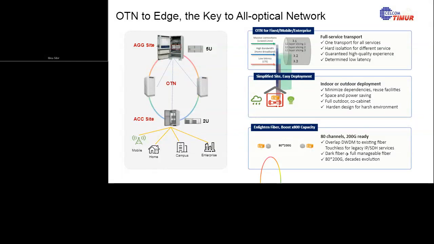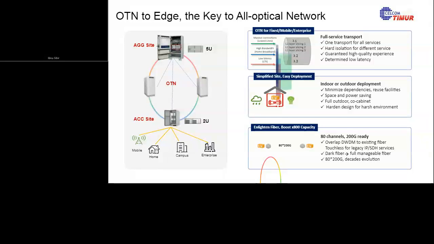Okay, besides all these technologies mentioned, the key to realize the all-optical network is the OTN to edge, meaning OTN to aggregation and access nodes. With the OTN to edge, this network can work as full service transport like 2B, 2H, and 2C. Thanks to the hard isolation advantage, it can bring guaranteed high quality experience like low latency to all kinds of services with the one-hop connection.